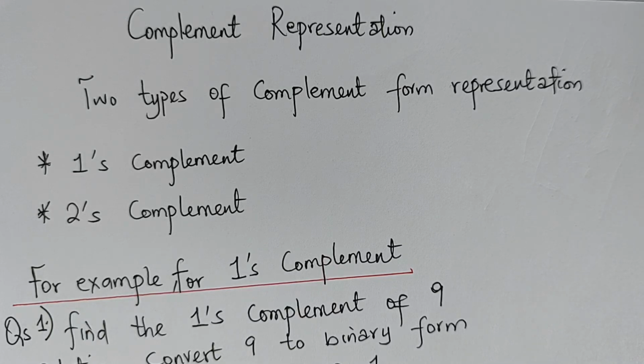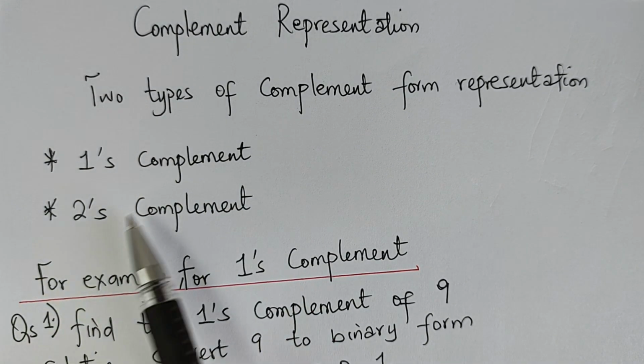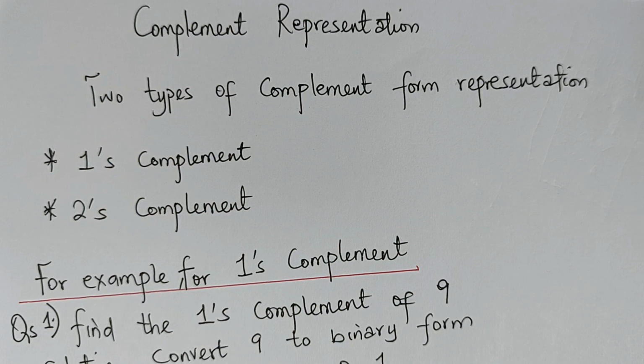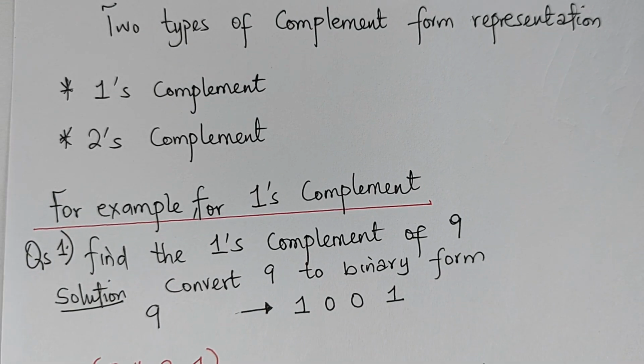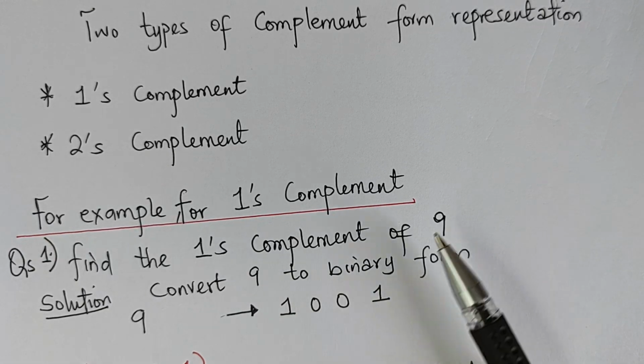In the complement representation, we actually have two types, the first complement and the second complement. Let's go straight away to look at an example so that you can have a good knowledge about this. In question 1, we are asked to find the first complement of 9.